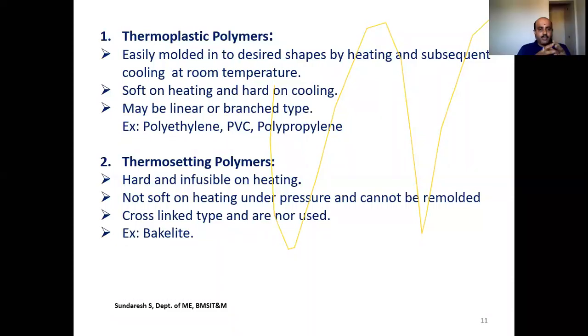And this type of polymers may be linear type or a branched type. Examples for such kind of polymers are polyethylene, polyvinyl chloride, and polypropylene. Second subcategory is thermosetting polymers.